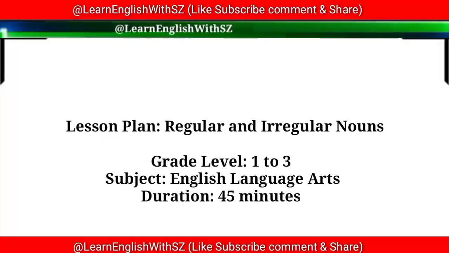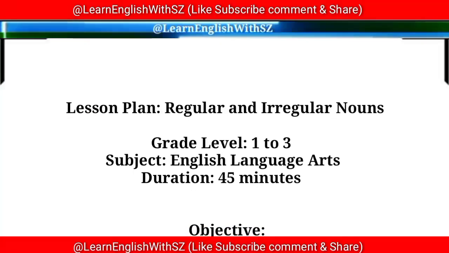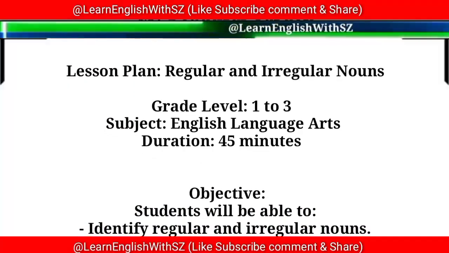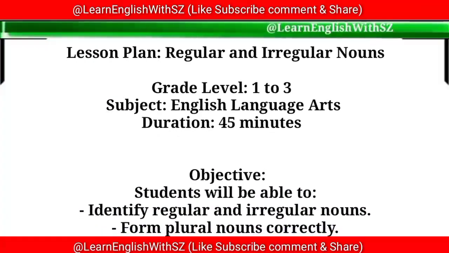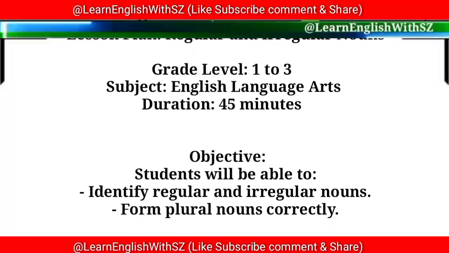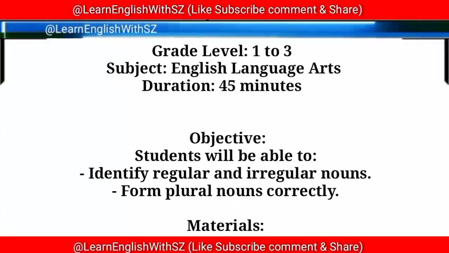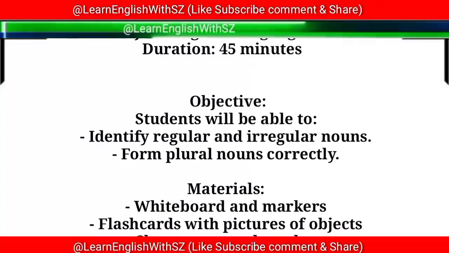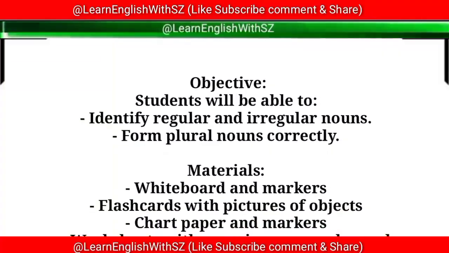Lesson plan. Regular and irregular nouns. Grade level 1 to 3. Subject: English Language Arts. Duration: 45 minutes. Objective: students will be able to identify regular and irregular nouns, form plural nouns correctly.